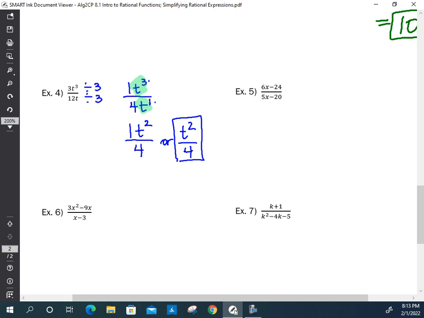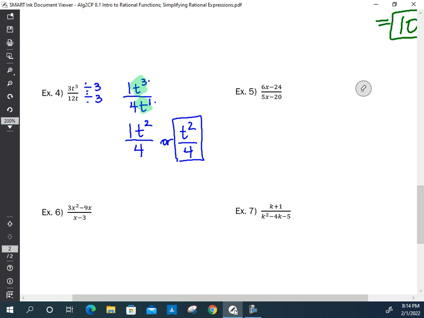So example 5, of course, factoring can come into it. Now, here's one thing that you cannot do. Someone's going to look at the 24 and the 20 and ask, oh, well, I can divide by 4. No, you can't. That 24 is connected to the 6, and that 20 is connected to the 5. So you cannot divide them out that way.